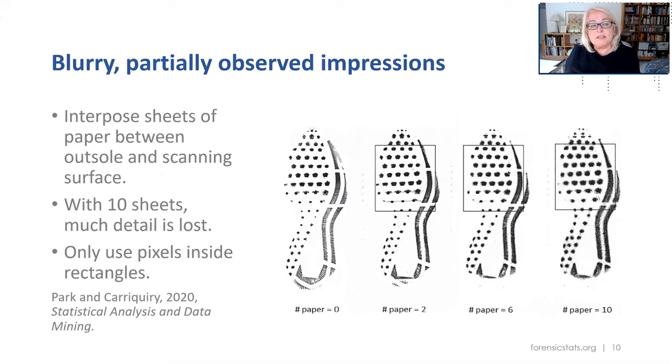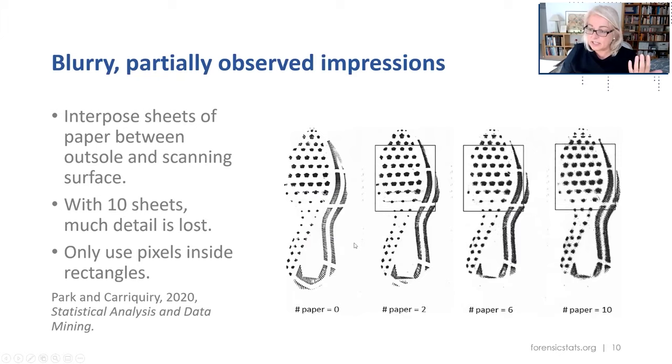Recently, we've been moving to the case where at least one of the impressions is blurry or observed partially. And so to create blurry impressions of the outsole, what we did is we interposed pieces of paper between the bottom of the shoe and the scanning surface. And so what you see here in this picture, you have a nice, reasonably clear 2D image of a shoe. And then the same shoe image with two pieces of paper between the shoe and the scanner, six pieces of paper and 10 pieces of paper. By the time you interpose 10 pieces of paper between the scanner and the shoe, the image you get is pretty blurry and you lose a lot of the detail.